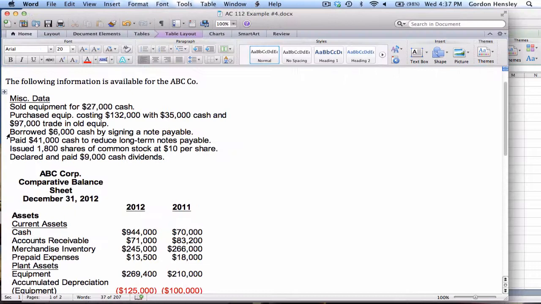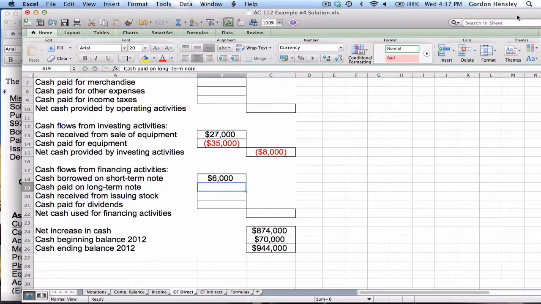The next item says that we paid $41,000 to reduce the long-term notes payable. So cash paid on long-term note, that's going to be $41,000, but notice that because it is cash paid, I'm going to put that as a negative.